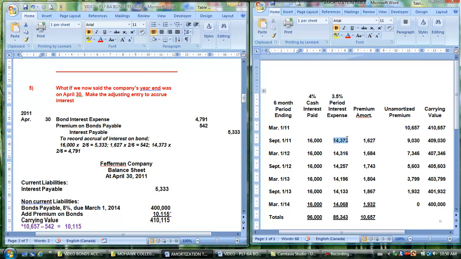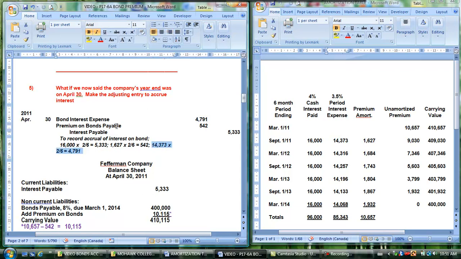But I only want interest expense for 2 months. The whole month of March and the whole month of April, because I only want to set up interest to be paid. I only want to set up interest expense and interest to be paid based on those 2 months of the 6-month period. So what I'm going to do is take 2/6 or 2 over 6 of $14,373 because this is interest expense for 6 months. I only want it for 2 months. My 2 months are March and April, right? So that interest expense is going to be $47.91 when I do this calculation.